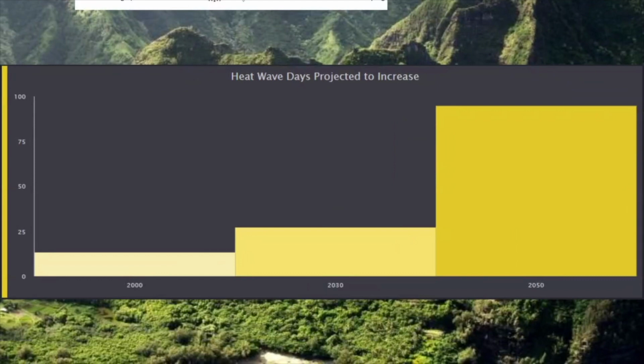The number of days with record high temperatures in Hawaii are expected to increase. Projections by Climate Central anticipate almost 100 heat wave days in 1 year by the year 2050.